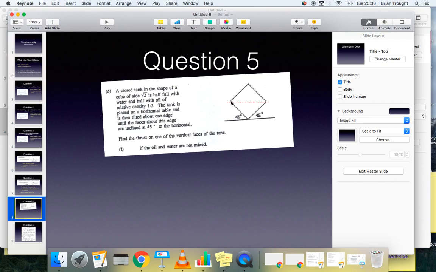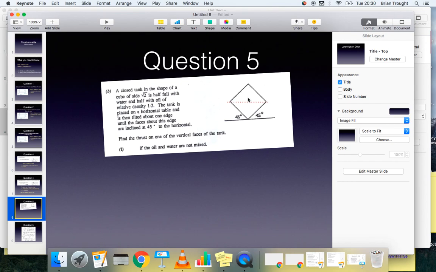So we're looking at the thrust on those, if the oil and water are not mixed. Now, if they're mixed, it's a different question altogether, but this one shouldn't be asked. I'm still going to go through it though. So remember that the thrust is equal to pressure by area, and in this case, because we have two different substances, one on top and one below, the total thrust will be the thrust caused by the liquid on top plus the thrust caused by the liquid on the bottom. So T1 plus T2.